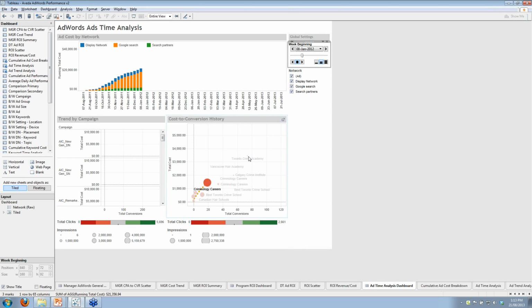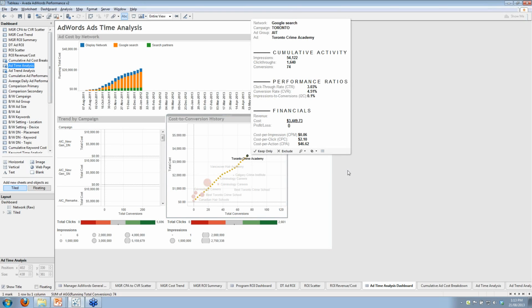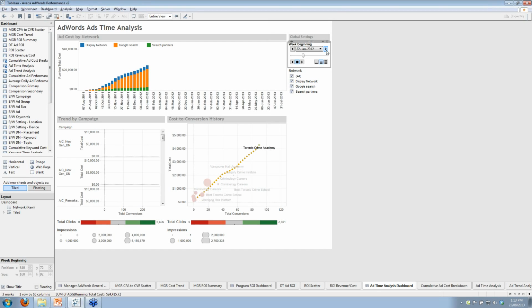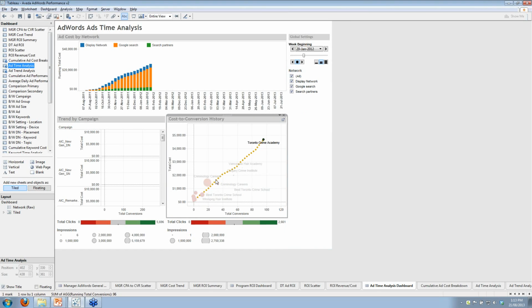Looks like that one actually stopped. So let's take a look at one that is moving around. So Toronto Crime Academy is, in this case, this particular ad. So let's move that over. And you can see that it keeps on growing, it keeps on moving over there. We can keep on clicking on that. So this shows the historical performance of conversion versus cost.